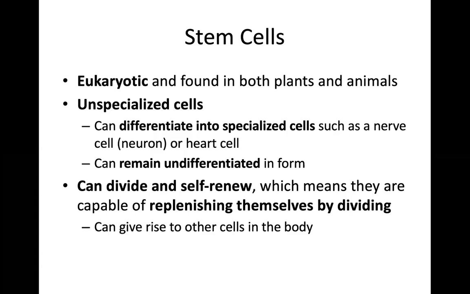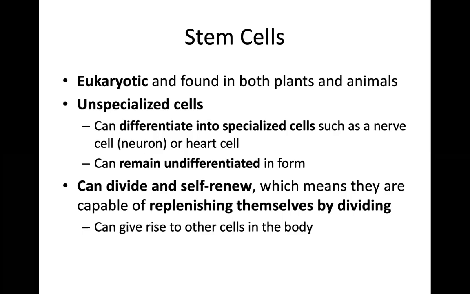But stem cells are considered an unspecialized cell. So that means that they can differentiate into a specialized cell, such as a nerve cell or a heart cell, a liver, a kidney, a muscle. They can differentiate and become specialized into any type of cell. Okay? They can also remain undifferentiated in form. So if they're undifferentiated, that means that they don't have a specific job or function. Okay? So they can also divide and self-renew.